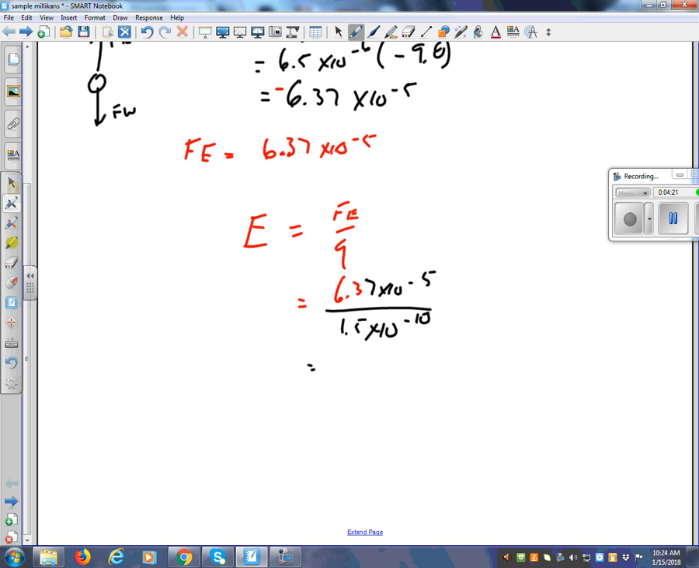Now, that number should still be in your calculator. You shouldn't have to clear it or anything. It should still be there. 6.37 times 10 to the minus 5. We're going to divide by 1.5 exponent negative 10. Well, I get a big number, 4.25, we'll say, times 10 to the 5. And that's going to be the electric field strength. That's going to be newtons per coulomb.